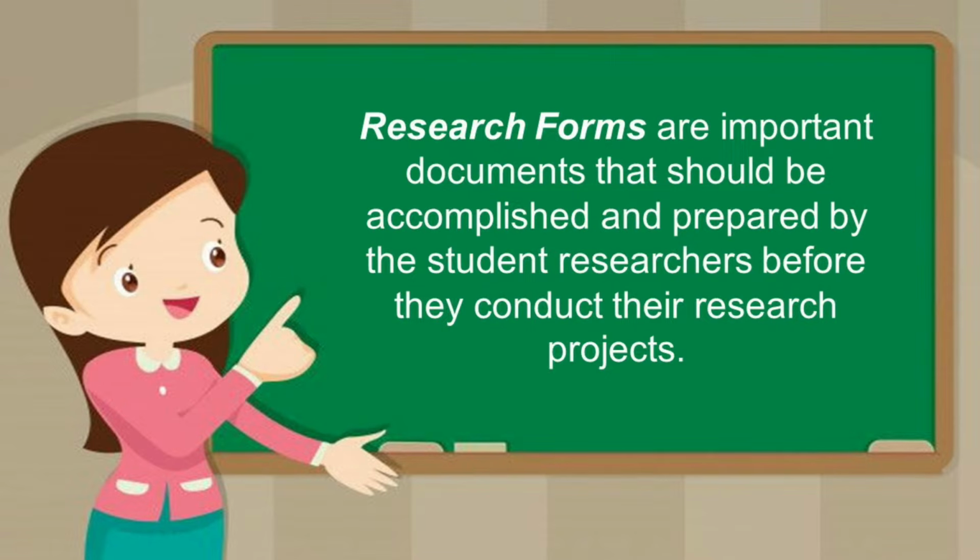Let us define first research forms. Research forms are important documents that should be accomplished and prepared by the student researchers before they conduct their research projects. Those who are competing in any science investigatory project research fair, research forms are one of those requirements that is being asked by the Intel. These forms constitute written documents of what is going to happen in a research project or in some cases has already happened. It consists of Form 1, 1A, 1B, 1C, 2, 3, 4, 5A, 5B, 6A, 6B, and Form 7.